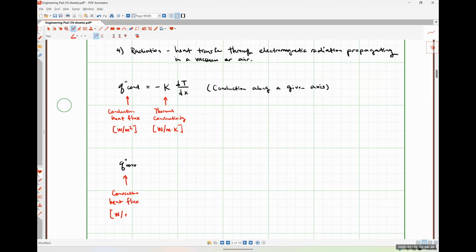Also measured in watts per meter squared. And this is equal to h, our convective heat transfer coefficient. Let me write that down. Convective heat transfer coefficient, having units of watts per meters squared Kelvin.